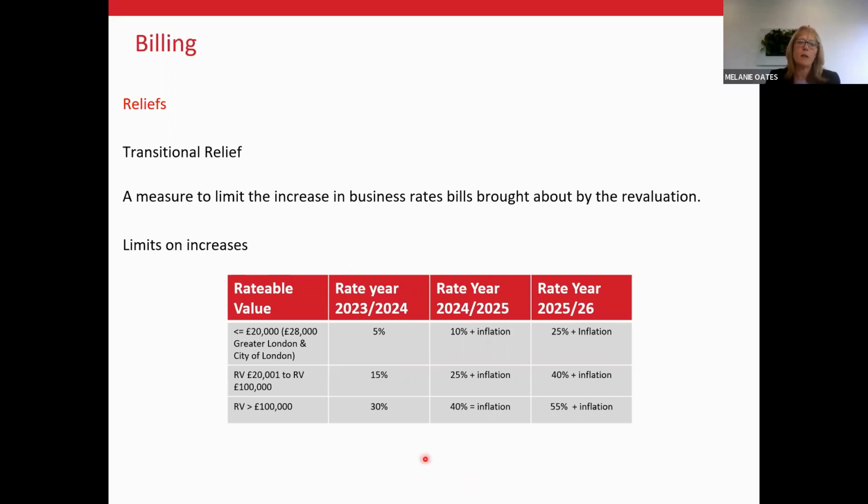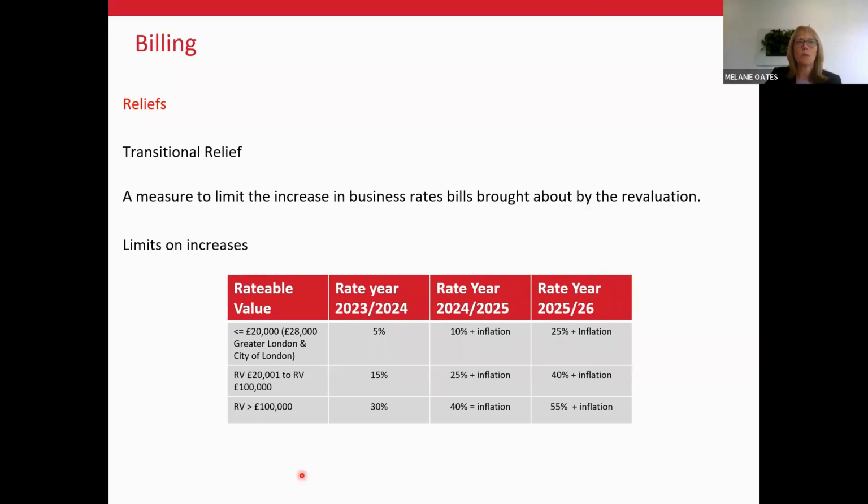So looking at the current rate year coming up, which is 2023, if you have a rateable value of less than or equal to 20,000, or actually 28,000 in Greater London, then your bill will only increase to a maximum of 5% over what you paid last year. That transitional relief will continue into 24-25 with a 10% increase above the previous year, and then 25% in the year after. The maximum you will pay will be RV times multiplier, but those transitional limits will be applicable each year to limit any increases that come in.